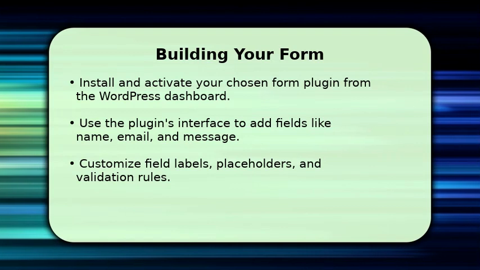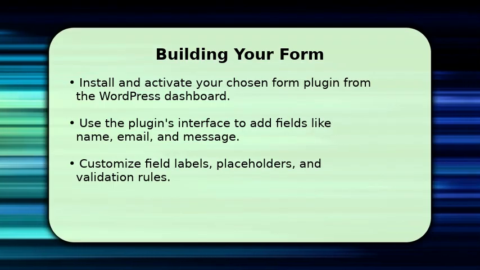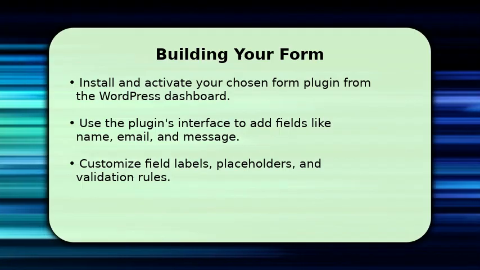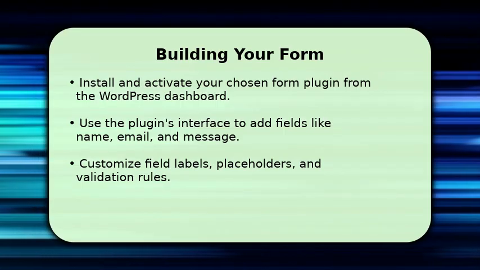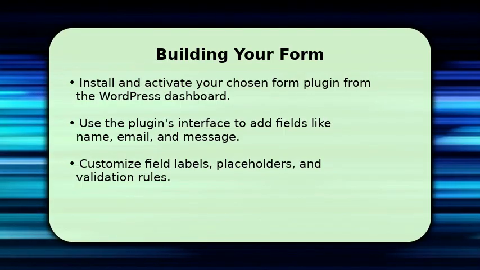Once you've chosen your plugin, install and activate it directly from your WordPress dashboard. Then, navigate to the plugin's dedicated section to begin building your form. You'll typically use a visual builder to add various fields, such as text inputs for names, email addresses, and larger text areas for messages. Remember to customize each field's label and set any necessary validation rules to ensure you collect accurate and complete information.